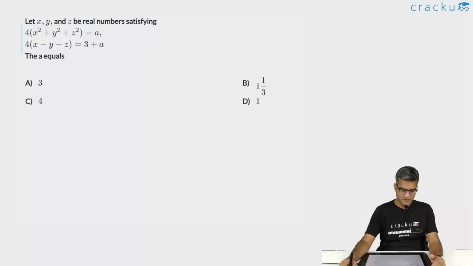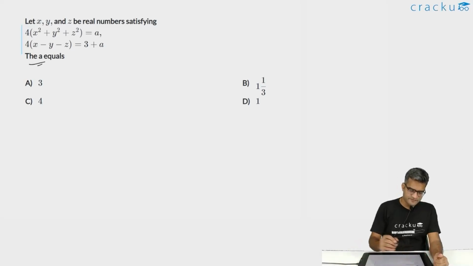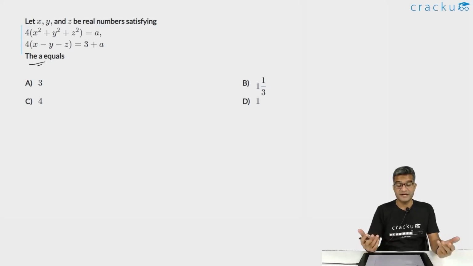In this question, we are told that 4 times x square plus y square plus z square is equal to A and 4 times x minus y minus z is equal to 3 plus A. We are asked to calculate the value of A. If you are looking at this kind of a question, there are 4 variables, x, y, z and A. There are 4 variables and only 2 equations. So clearly by the normal way, we can't solve this equation. So there has to be some trick involved to actually get us to solve this.